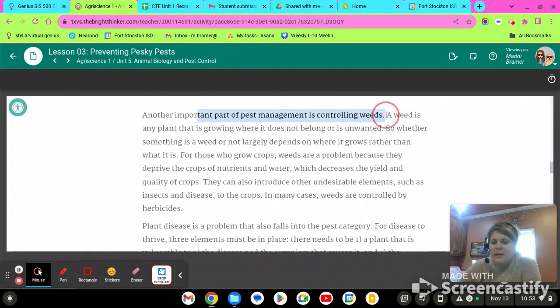An important part of pest management is actually controlling weeds, so weed management. A weed is any plant growing where it doesn't belong. So even a good plant could be a weed if that's not what you're trying to grow. If you're growing cotton and you have Johnson grass, which is not harmful, that's a weed because that's not where you want it to grow.